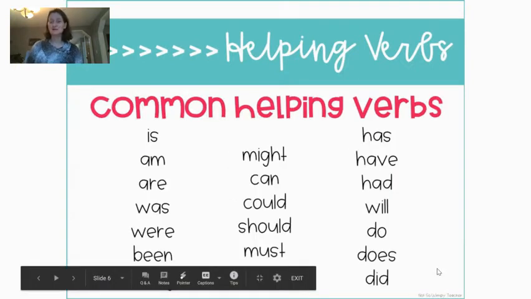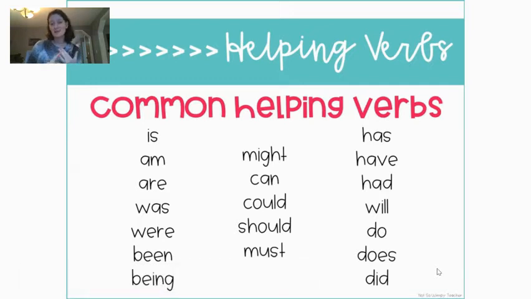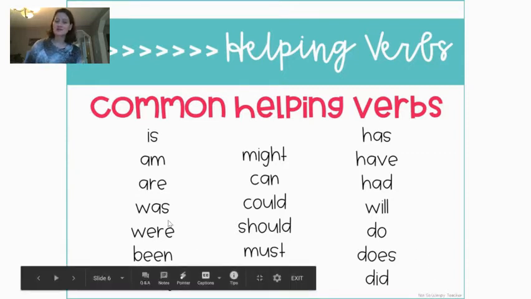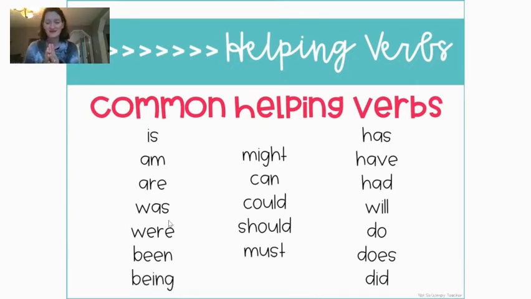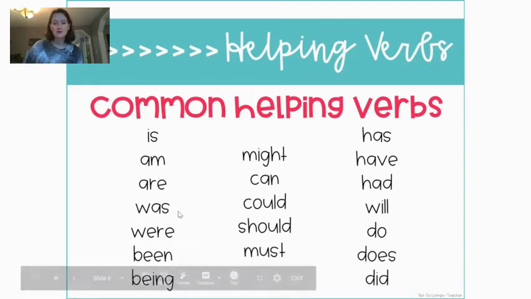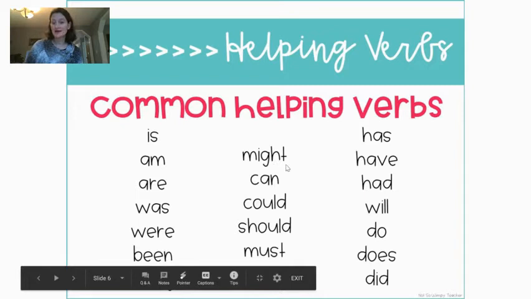And here's some examples of common helping verbs. Could be is, am, are, was, were, been, being. Now, often you'll see some of these tell you, did it happen before? Is it going to happen in the future? Is it happening right now? So they kind of give tense to the verb. Other words that are helping verbs are might, can, could, should, must, has, have, had, will, do, does, and did.